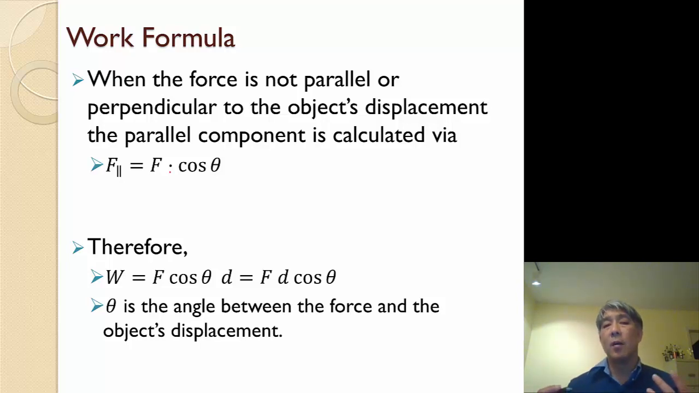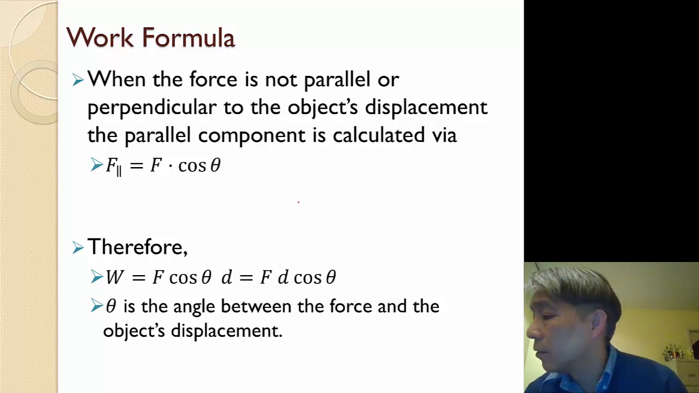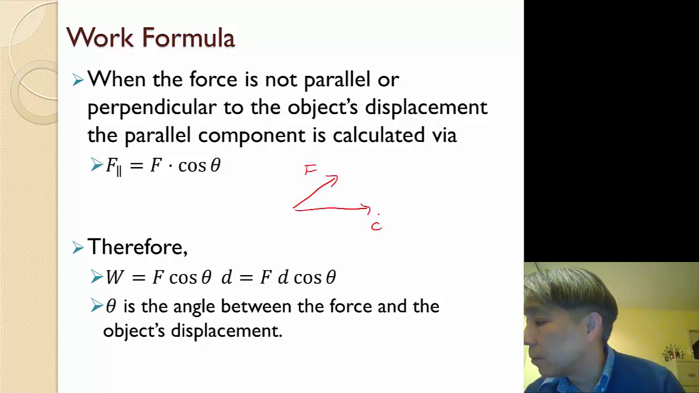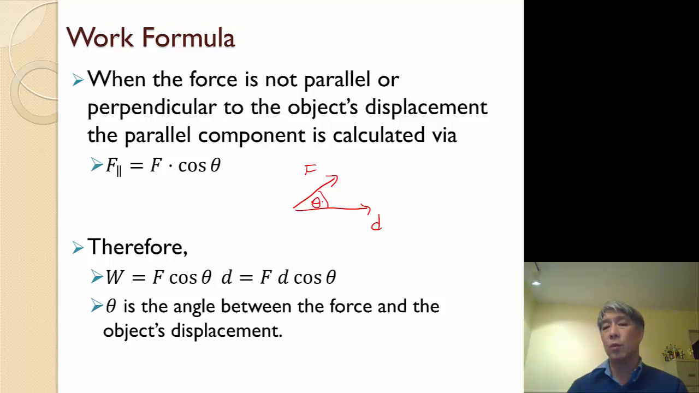Force parallel is not that useful. To calculate the component of that force in the direction, we use force times the cosine of theta, where theta is the angle between the force and the displacement. For example, if this is my force and this is my displacement, then this would be the angle theta. It's the small angle between the two.